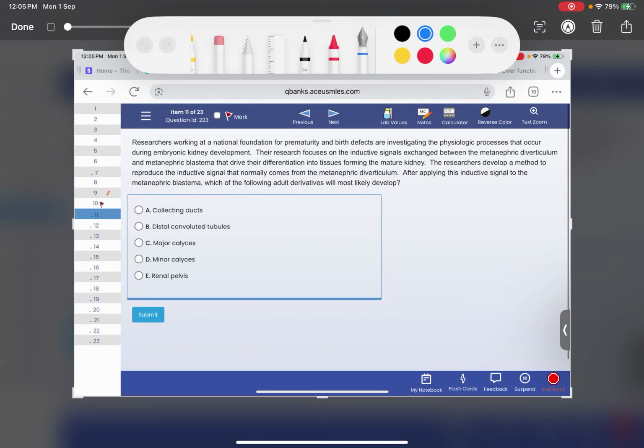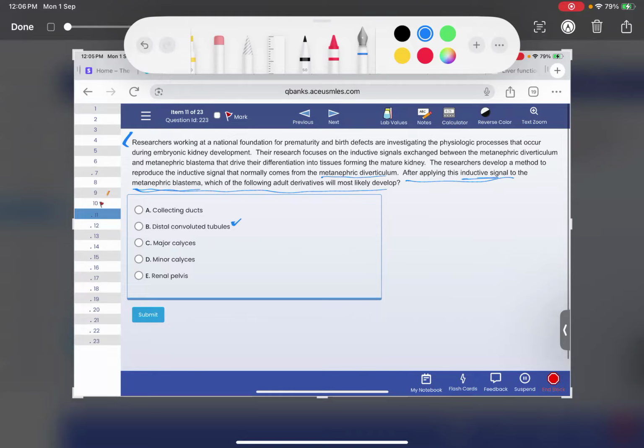Sorry to interrupt, the whole question is present here. Yes, exactly. So I was saying that I don't need to read the stem. But if others want to know what the question is, it would be helpful. But simply, they are asking about the inductive signal provided to the metanephric blastema from the metanephric diverticulum, which of the following adult derivatives would most likely develop.